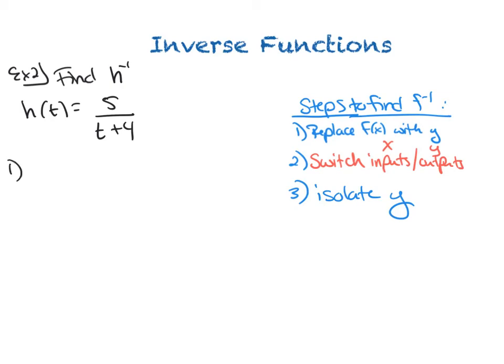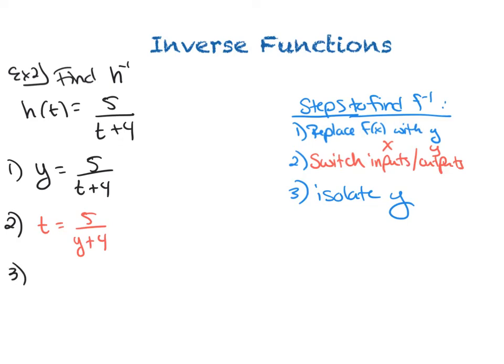So our first step, our function, we're going to replace with y. So instead of h of t, we're going to write y. Y equals 5 over t plus 4. Now instead of switching our y's and our x's, we'll switch our y's and our t's. So t equals 5 over y plus 4.